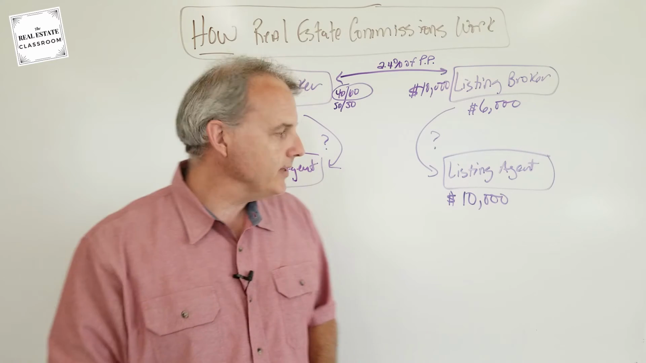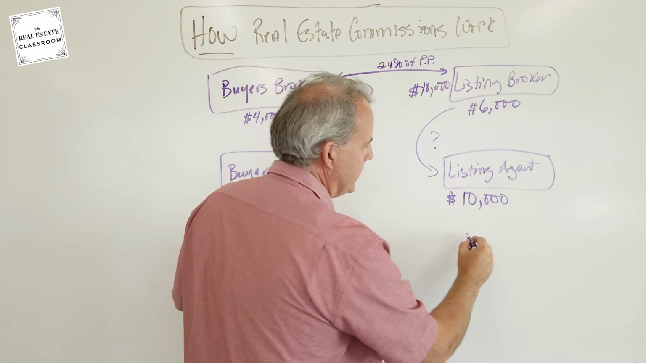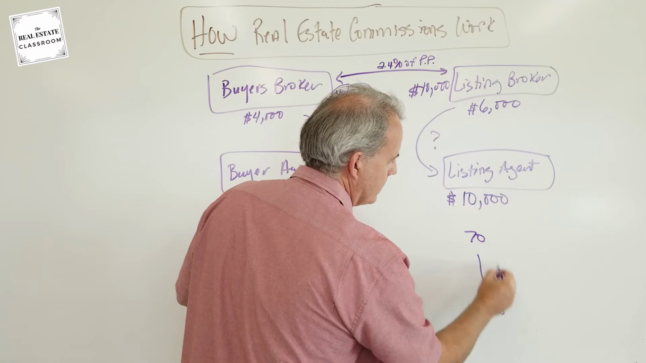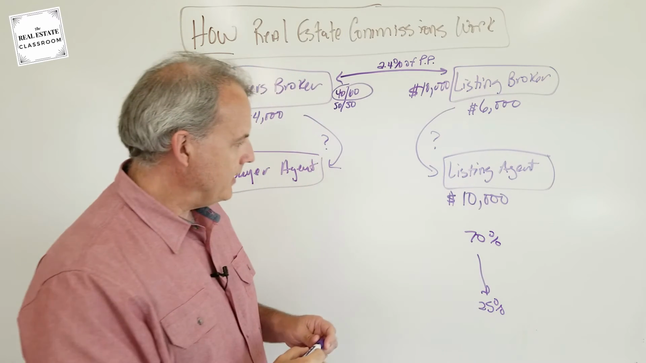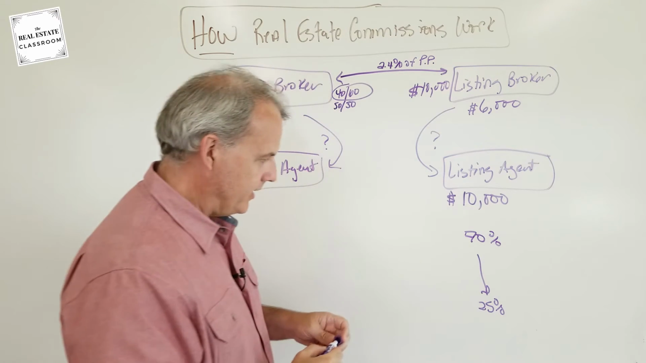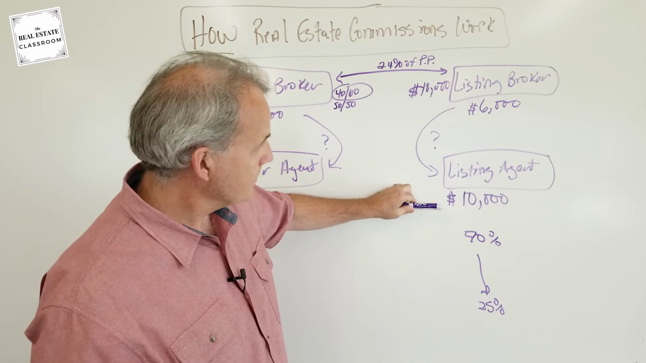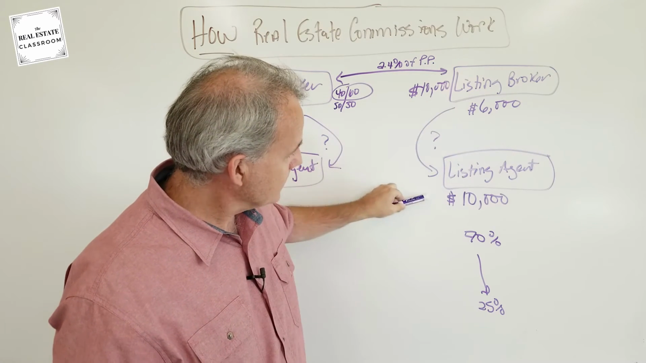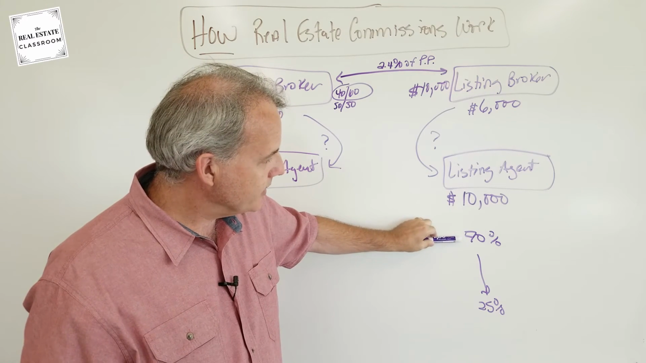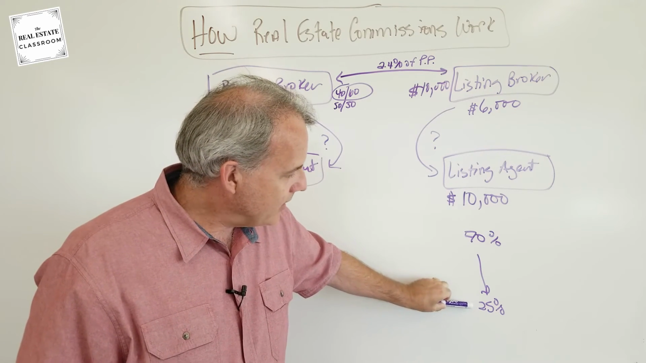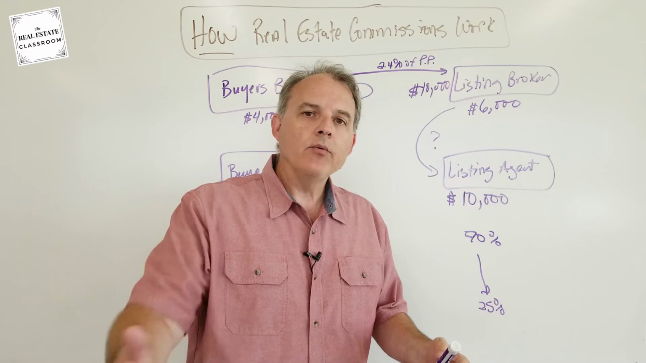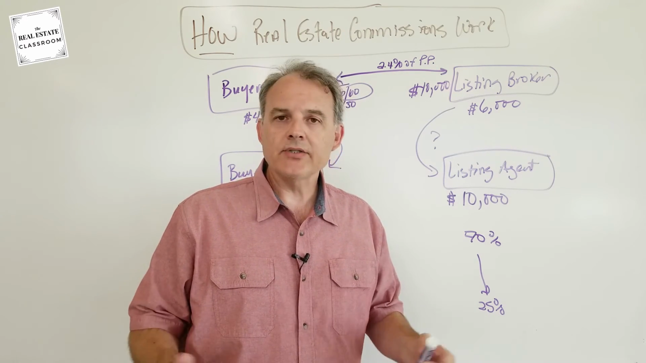I will tell you the most common that I see is anywhere between 70% all the way down to 25%. So that means, and actually it's probably a little bit higher. I've seen some places that have 90. So basically what happens is of that $6,000 that the listing broker collected, the listing agent's going to receive 90% of that all the way down to 25. It depends on what you negotiate with your designated broker.